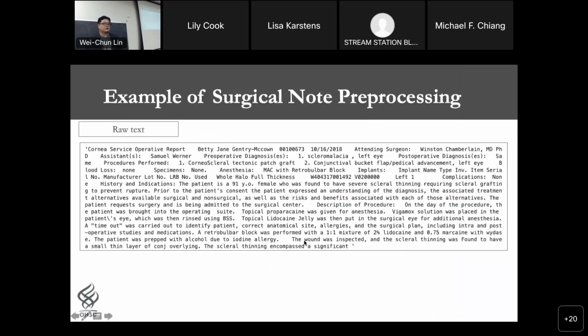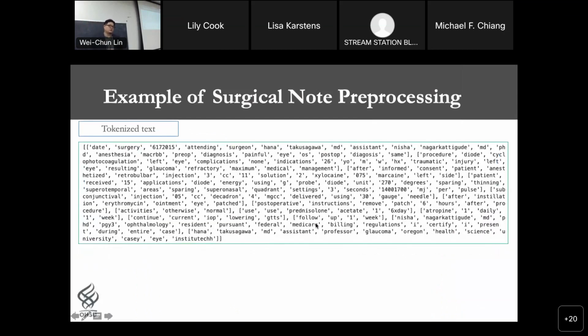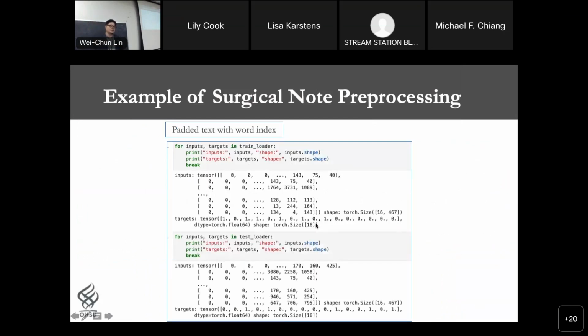So here's an example of surgical note preprocessing. The raw text will be cleaned up, and the custom stop words and punctuation are removed. Then the text will be tokenized, and each token will link to an index in the custom vocabulary. And those index numbers will be converted to the tensor format, which is an array-like format used for deep learning models like PyTorch or TensorFlow.